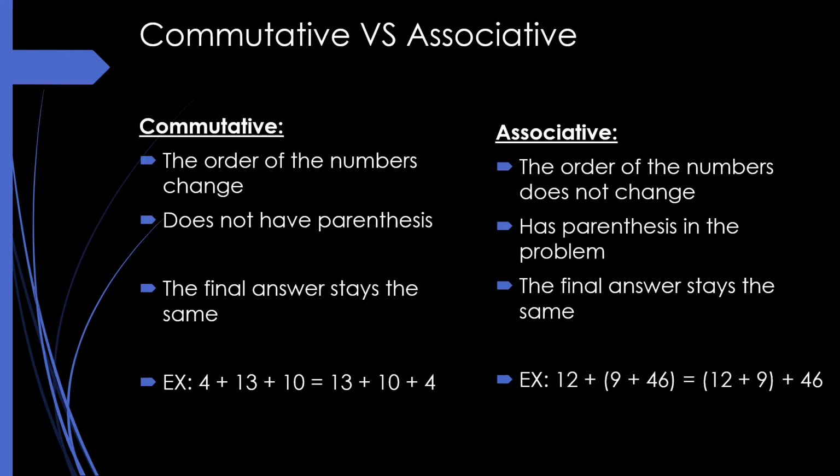So a side-by-side comparison of the two: commutative is changing the order. Okay, so commutative, the order changes, and associative, the order does not. Commutative does not have parentheses. Associative is all about those parentheses. And regardless of which property you are using, you are going to have the same answer. Okay, and then here's just two examples of what those could look like.